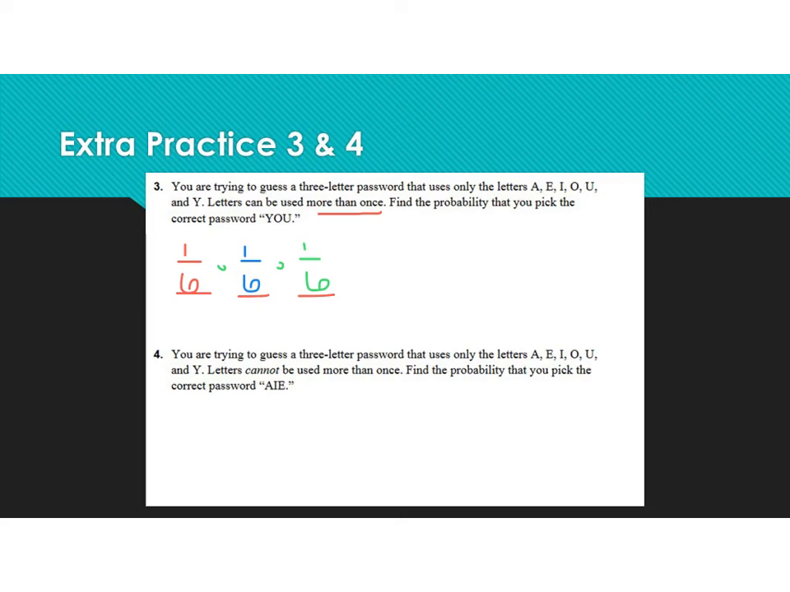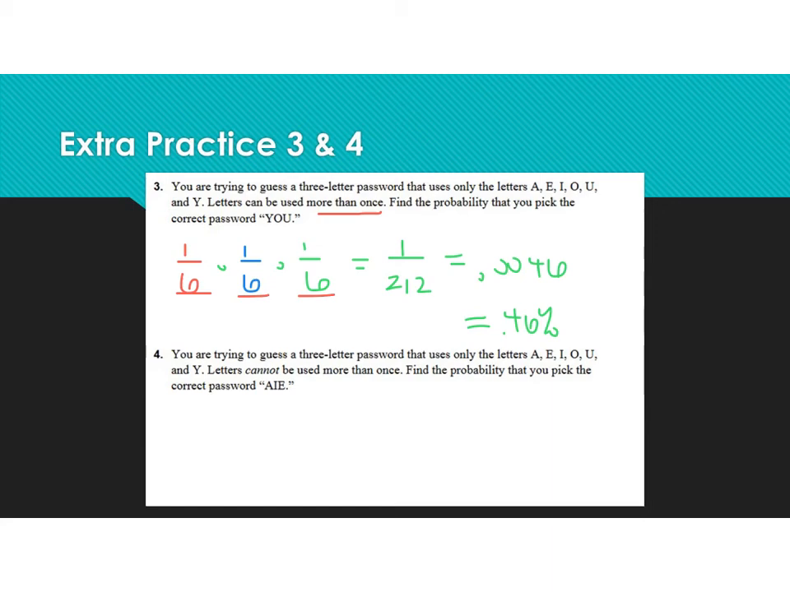So you're going to multiply those together. That gives you 1 over 216. You're welcome to leave your answer like that unless it says to put it in decimal form, that's 0.0046, or that is 0.46%. So I have a 0.46% chance of correctly guessing YOU if the letters are still in play.